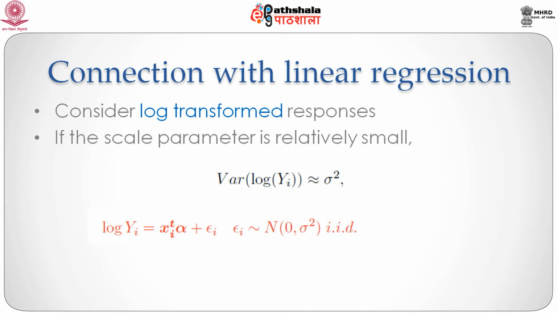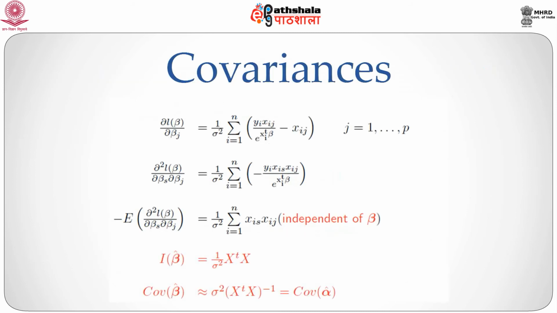So, this is the linear model on the log scale, and as you know, covariance of alpha hat is given by sigma square (x prime x) whole inverse. For gamma regression, with yi following gamma(mu i, 1 over sigma square), with mu i equal to exponential of xi prime beta, we have beta hat follows normal with mean beta and variance I inverse of beta hat, where I of beta hat is the Fisher information matrix.